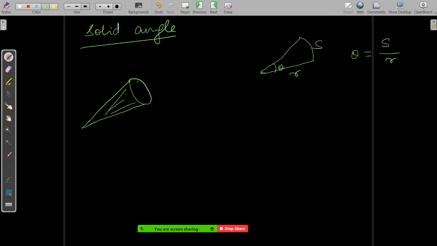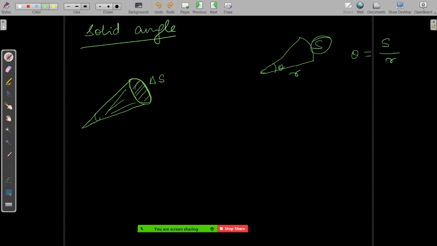Now, since there was a length here, we are not having a length here. We can have a surface here. Let's say this is surface delta S. What we call the solid angle will be a 3D angle here. What we represent the solid angle with is this one, omega.